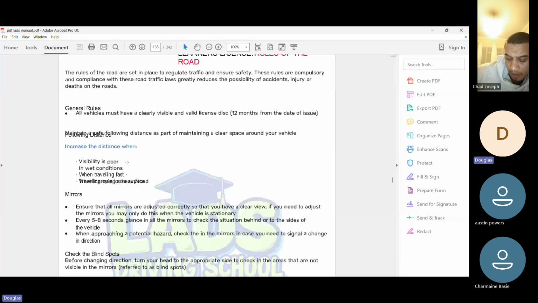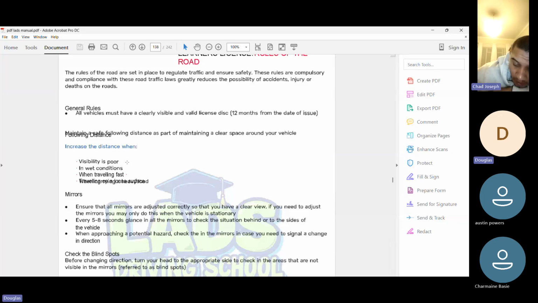So when you're moving too quick, like you're driving very fast, you need to make sure that your following distance to the car in front of you is a bit more, because your stopping distance is not going to be as quick and as close as it would be when you're driving slower. Okay? And then your mirrors.